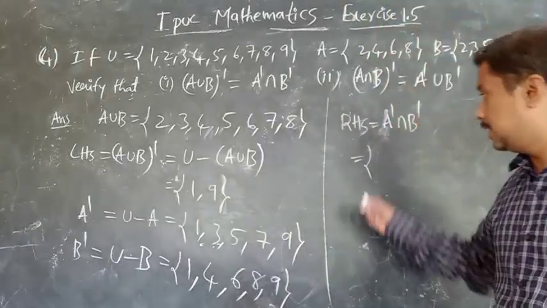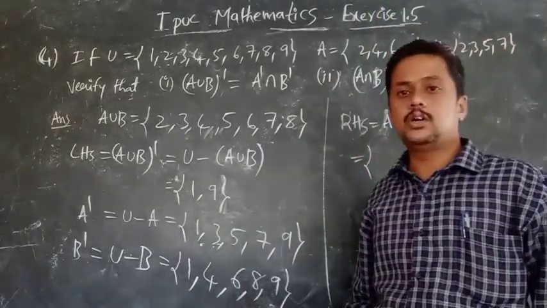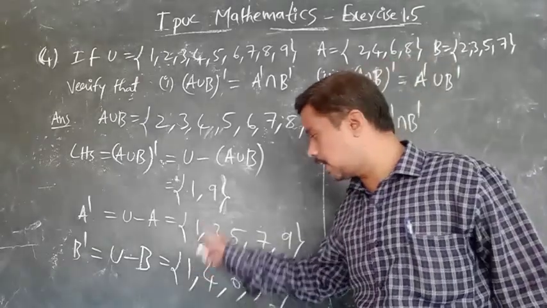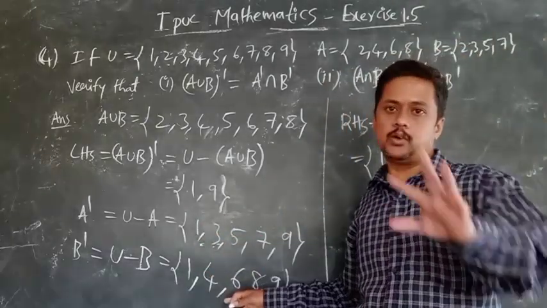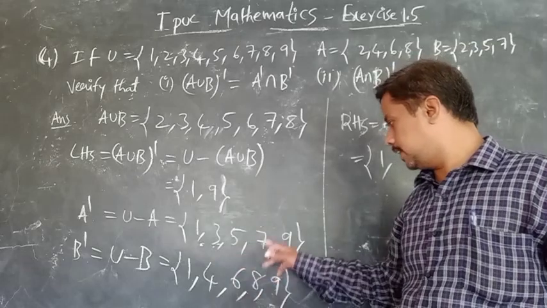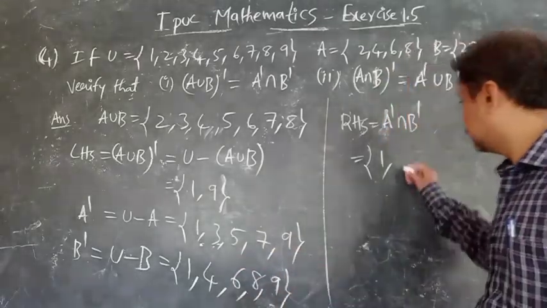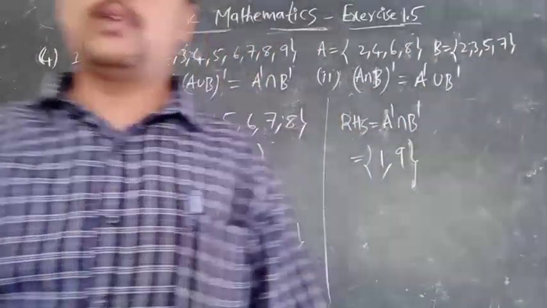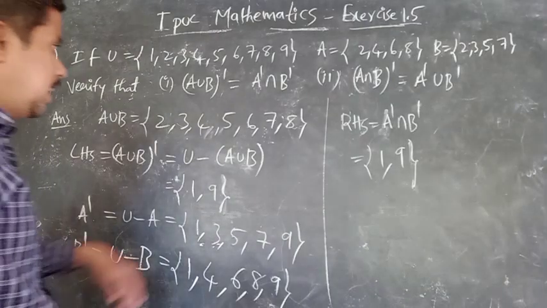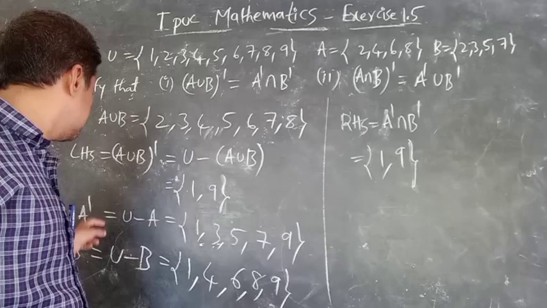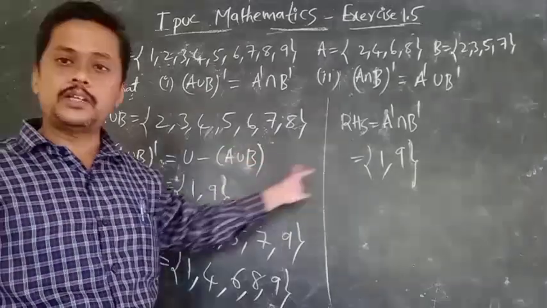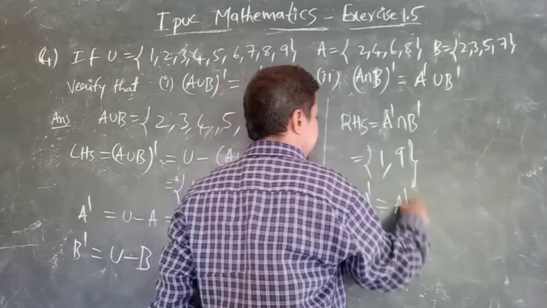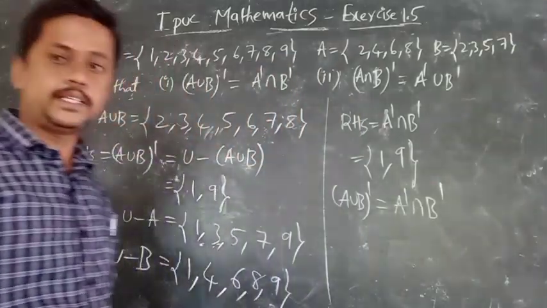A' intersection B' is what? I have to find the elements common to both A' and B'. 1 is the common element, so write it. 3 is not a common element, don't write. 5 is not there, 7 is not there, 9 is there. So like that you have to write. RHS is equal to {1, 9} and LHS is equal to {1, 9}. Both are the same, so therefore we can say that (A union B)' is equal to A' intersection B'.